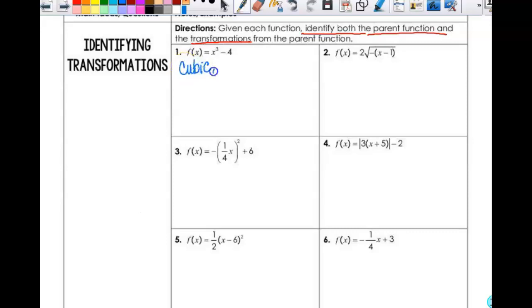The second thing we write down is the equation. So it's f of x equals x cubed. That's what it looks like as the parent function. And then the third thing we do is sketch a little picture. This is hugely important. So everybody show me, what does a cubic look like? Show me, everybody. Waiting on everybody.